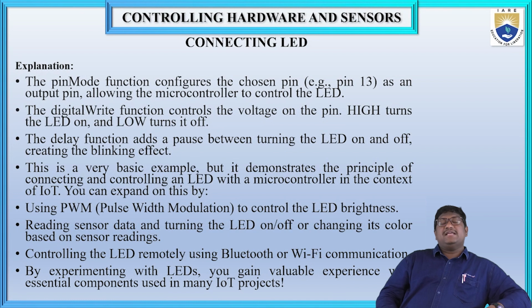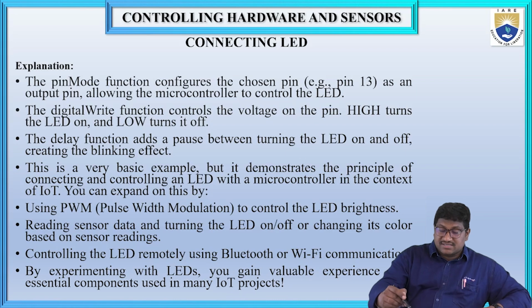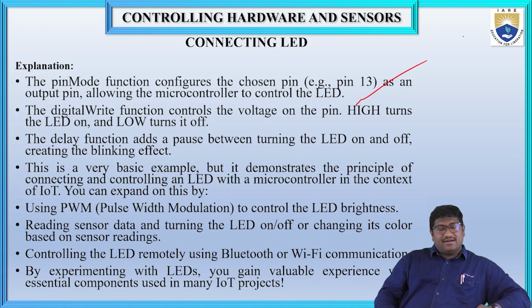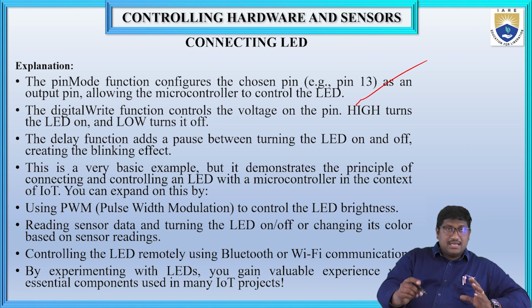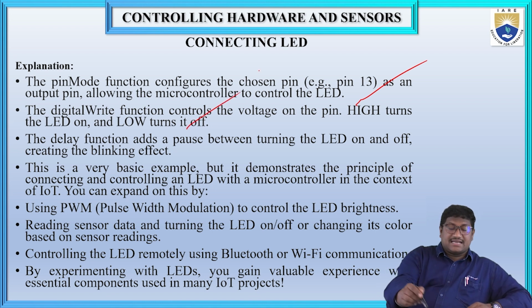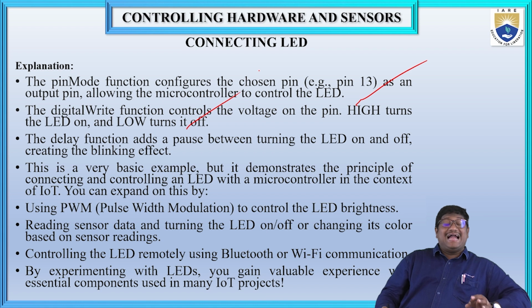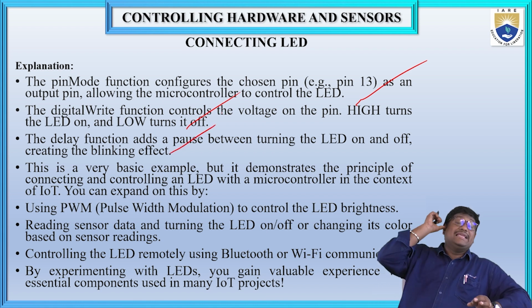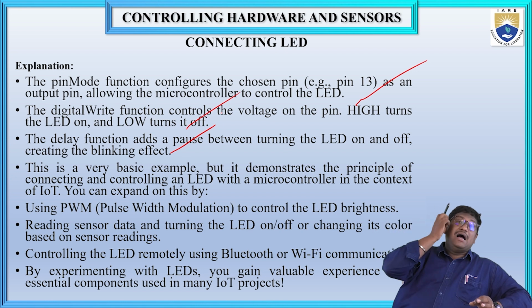For this, an explanation is given to you. The pinMode function configures the chosen pin, which is 13. That was the first point. Coming to the second one, the digitalWrite function sets the voltage on the pin high, so the LED is on, and low, so the LED is off. That is the second one. The delay function adds a pause between turning on and turning off. That is the blinking effect which is going to be observed by us.